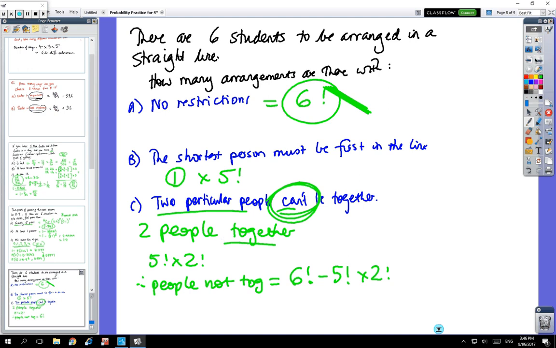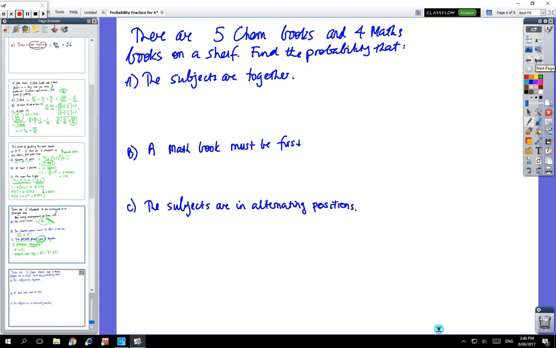Okay, moving on. Okay, there are 5 chem books and 4 maths books on the shelf. Find the probability that the subjects are together. Okay, so it's probability, not counting again. A maths book must be first and the subjects are in alternating positions. So have a go. Okay, you're back.